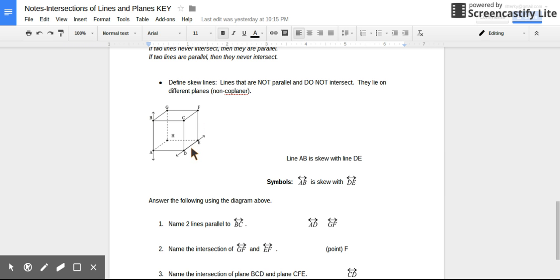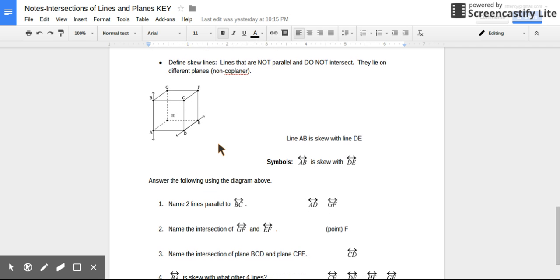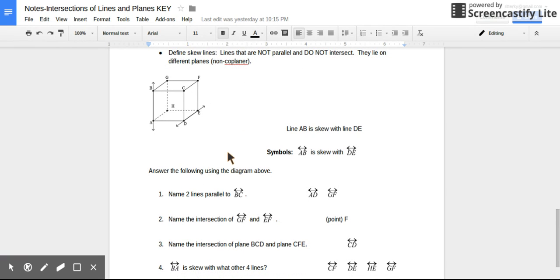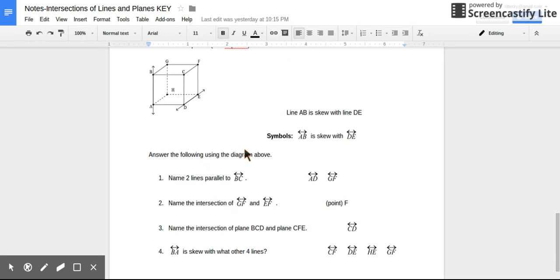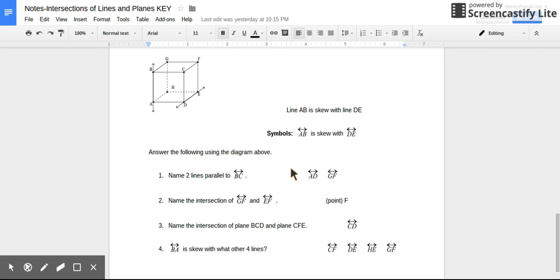DE is also a skew line. And one unique property of a skew line is that if it is skew, any line that it's parallel to would also be skew. So CF and DE are both skew lines. There are a few more in there, but we'll name that down here in the examples. So we'll use that same figure or diagram to answer some more practice questions.